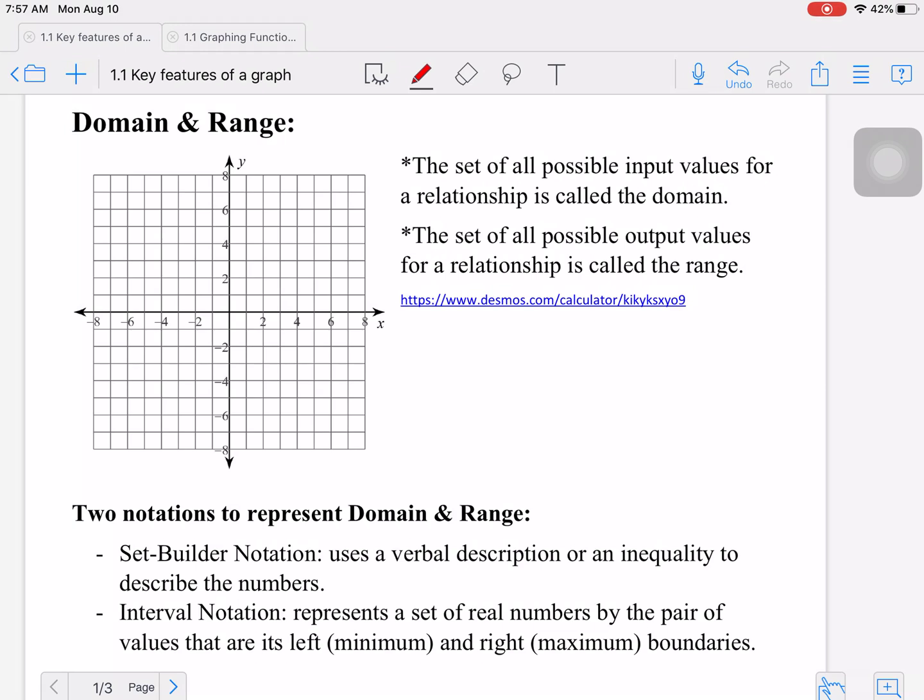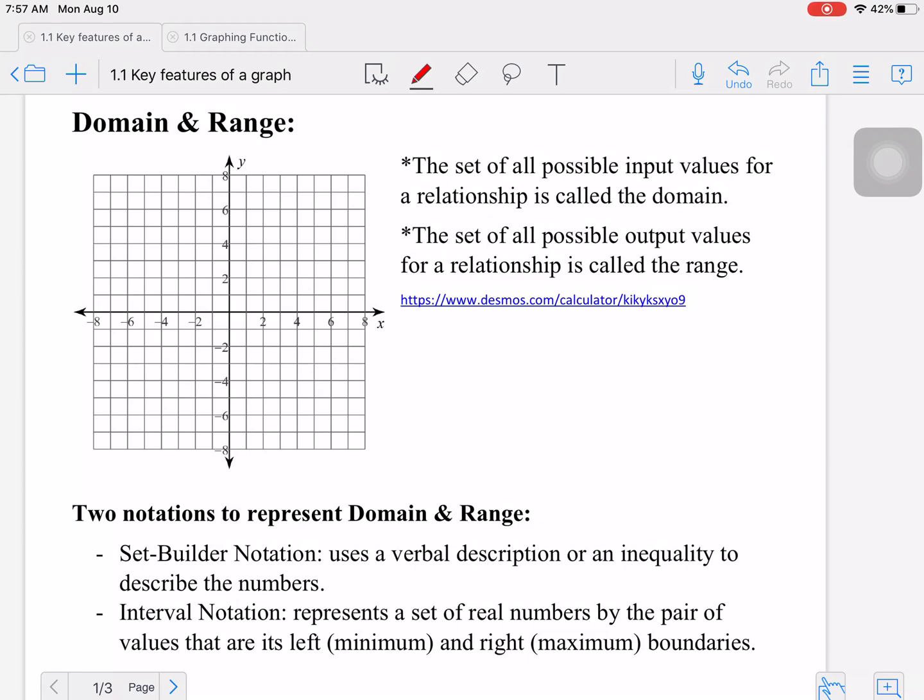So domain is the set of all possible input values for a relationship. And when I say a relationship, I'm talking about an equation. So for example, y equals 2x plus 1. Y and x are both related. Y is dependent on the domain, so that's a relationship. Range is the set of all possible output values for a relationship. So basically, again, domain is all the possible inputs. Range is all the possible outputs.